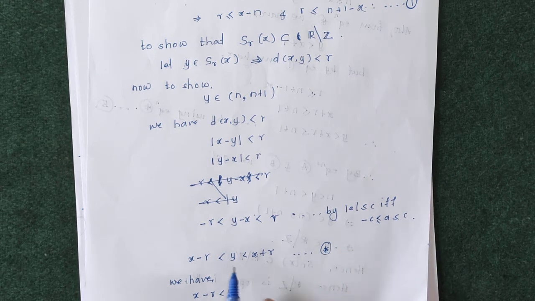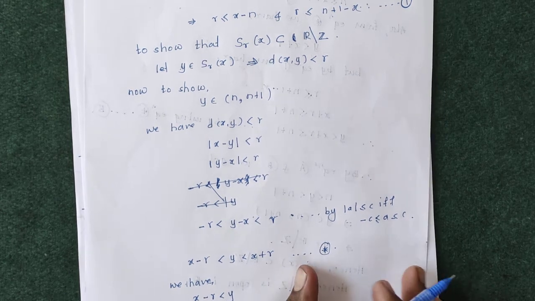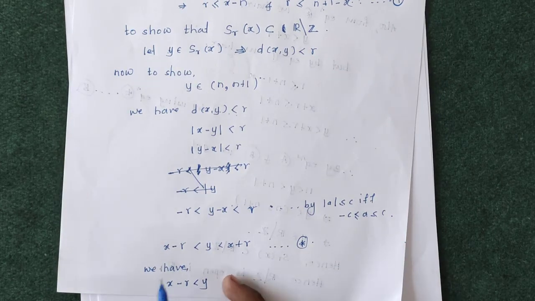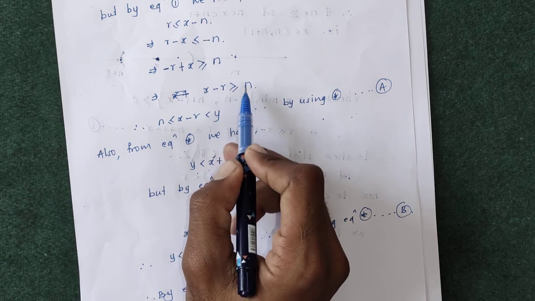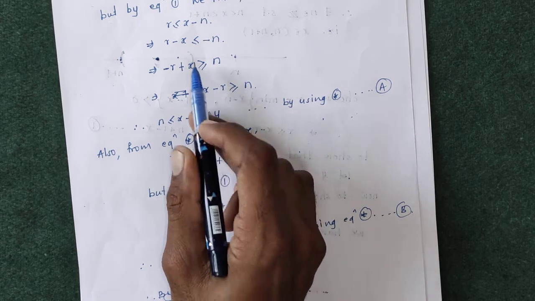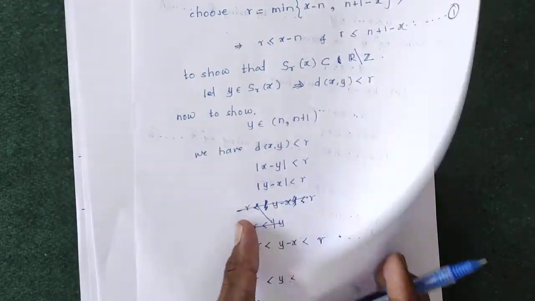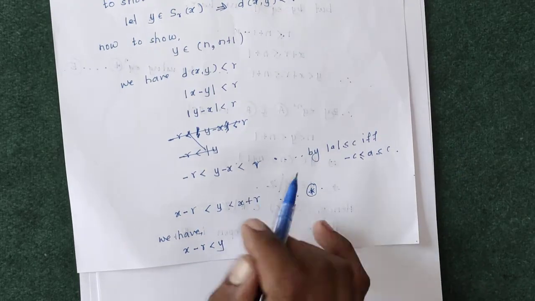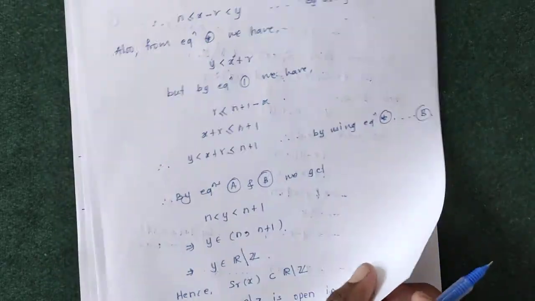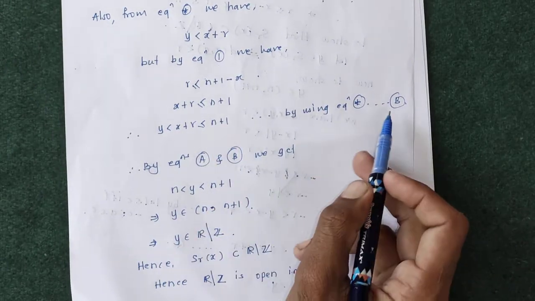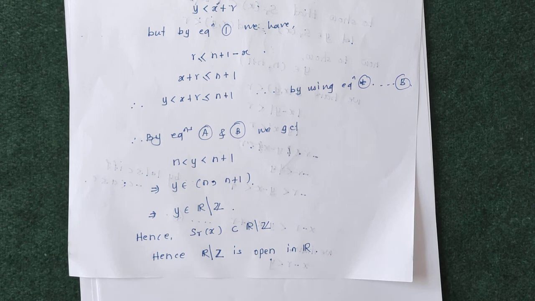Just taking these two terms separately, that is x minus r less than y, and y is less than x plus r, and operating on this, that is x minus r less than y here, and this x is greater than or equal to n, using equation 1 we can write x minus r is greater than or equal to n, that is n is less than or equal to x minus r. Combining those two we get equation number a. Similarly y is less than x plus r, from equation star, and using this and equation 1 we get equation number b, and combining a and b we get y belongs to n to n plus 1. So with that we can say that y belongs to R minus Z.